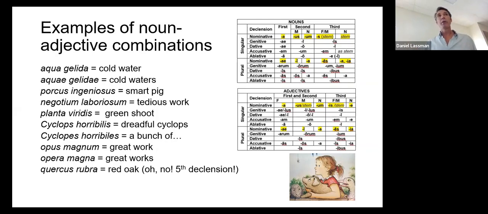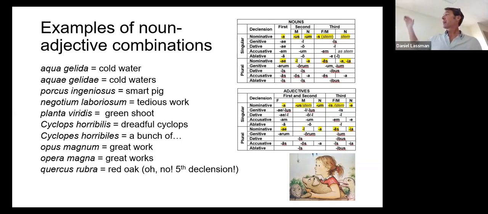Negotium laboriosum is the Latin way to say tedious work. So negotium is the word for work, and it's a neuter word, and laboriosum is an adjective that ends in US, A, or M, depending on what the word it's modifying is, and the word it modifies is neuter, so it ends in UM. Is this all making sense? Clear as a bell, good.